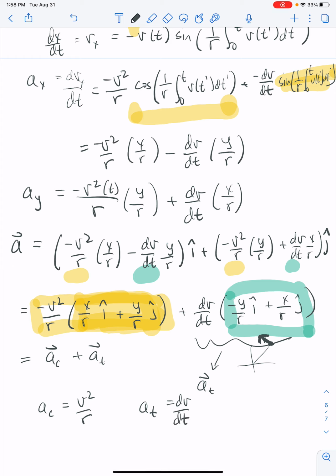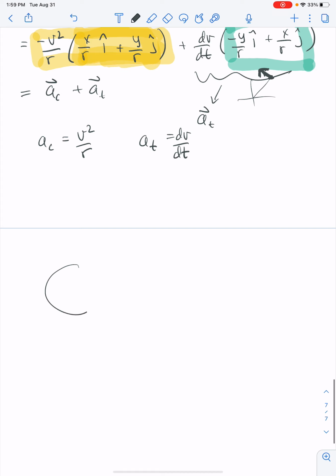Now, finally, lastly, I want to give you a qualitative understanding of where this comes from and how we might be able to do this in a simpler coordinate system. So if we go back to our picture of our object going around the circle, we could write its velocity as some function v of t in a direction I'm going to call theta hat, which always points tangential to the circle.